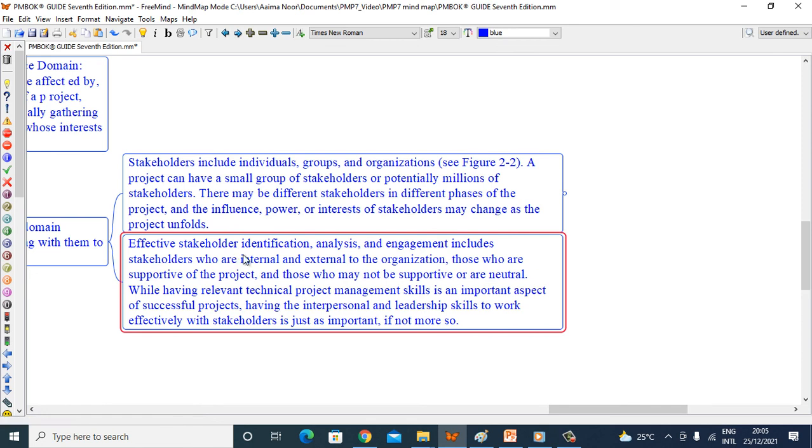Effective stakeholder identification, analysis, and engagement includes stakeholders who are internal and external to the organization, those who are supportive of the project, and those who may not be supportive or are neutral. While having relevant technical project management skills is an important aspect of successful projects, having the interpersonal and leadership skills to work effectively with the stakeholders is just as important, if not more so.